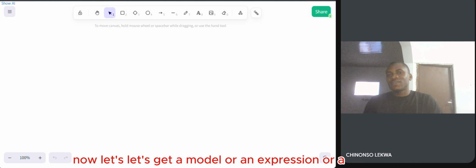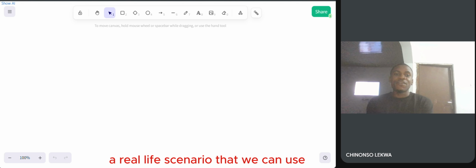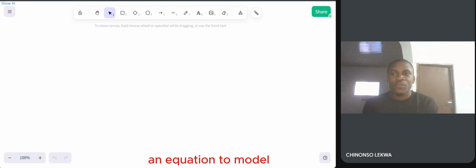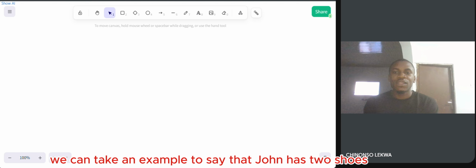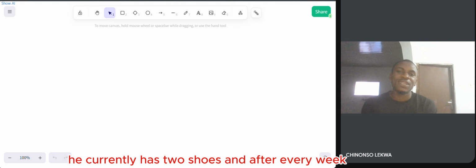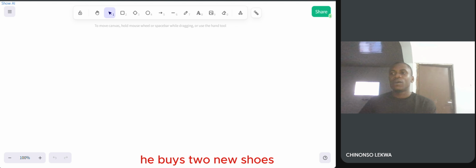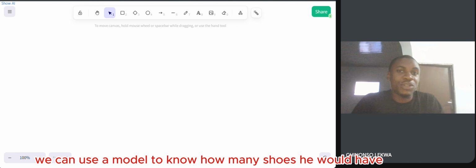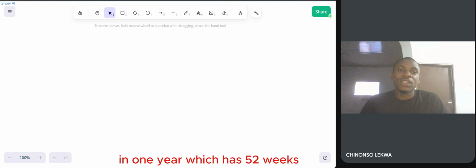Now, let's get a real life scenario that we can use an equation to model. We can take an example: John has two shoes. He currently has two shoes, and after every week, he buys two new shoes. We can use a model to know how many shoes he would have in 1 year, which has 52 weeks.